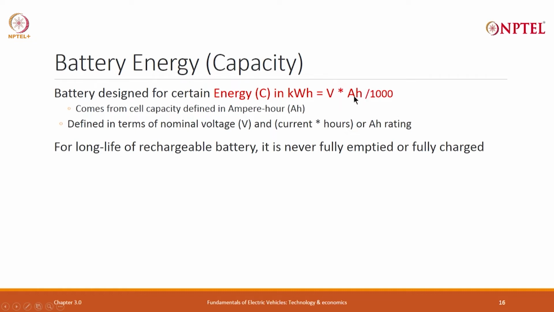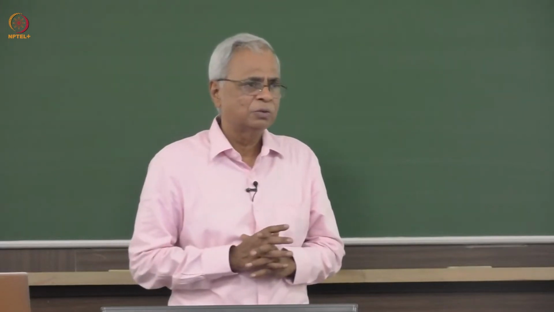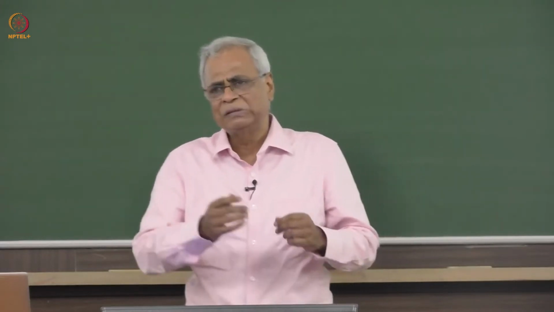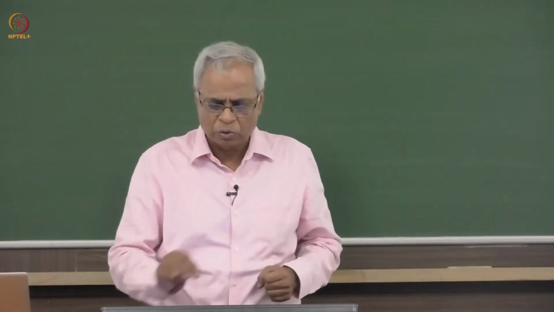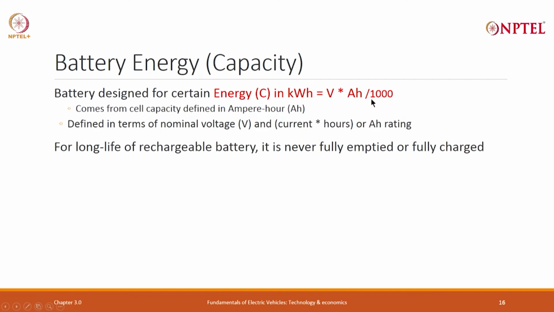Typically, you will use cells with a certain Ah. For example, you may use cells with 50 Ah. So, that is the ampere hour that you will define, but you may actually draw different amounts of ampere at different times, and you have to take that into account. So, the capacity of the battery is defined in terms of V into Ah by 1000, voltage multiplied by current into hours, that is the Ah rating. Cells are very often defined by what is called the ampere hour or Ah rating.